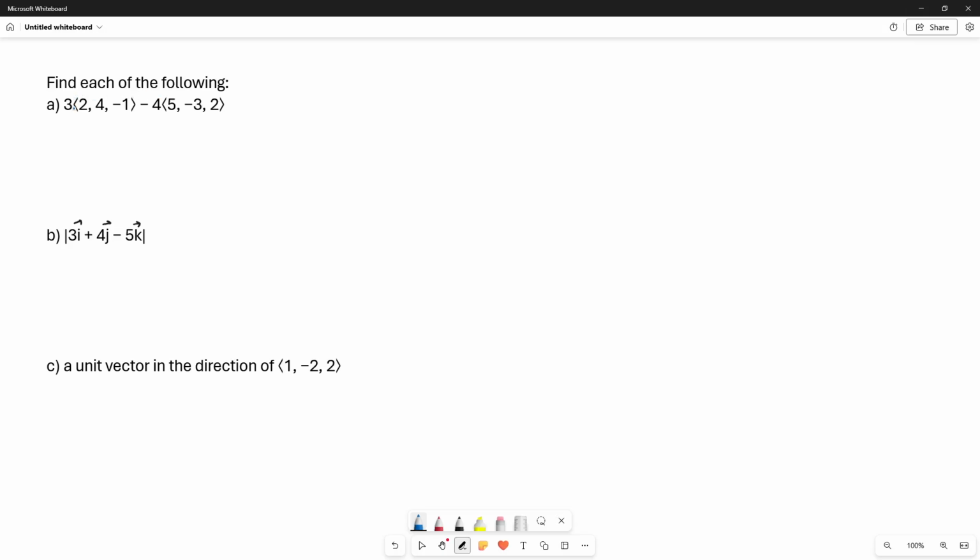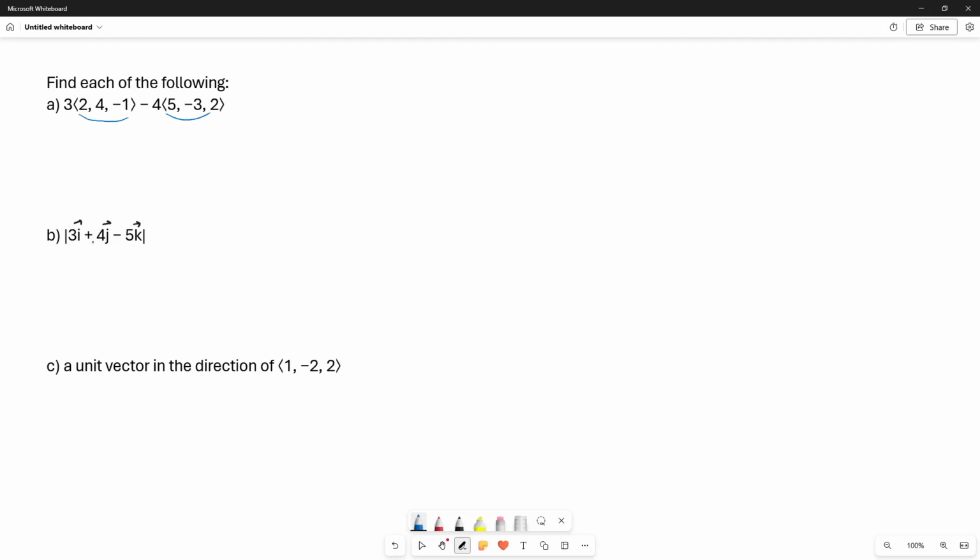We would like to find each of the following. We have here 3 times a vector in R3 minus 4 times another vector in R3. So this is going to give us some vector in R3. This is a linear combination of the two vectors shown here.